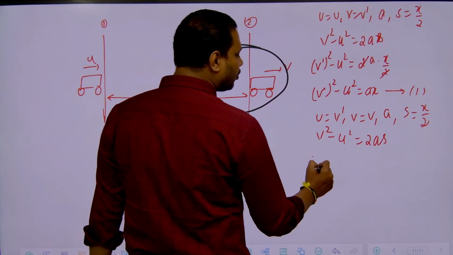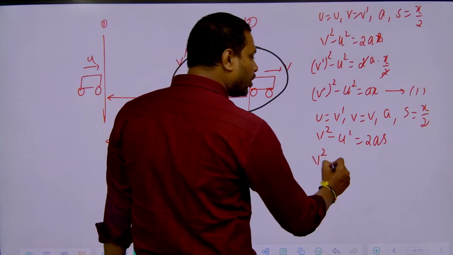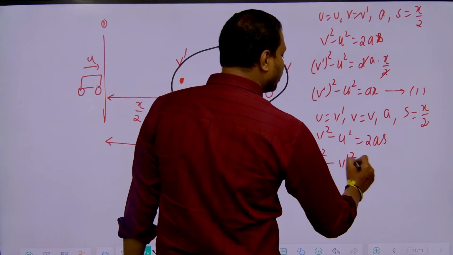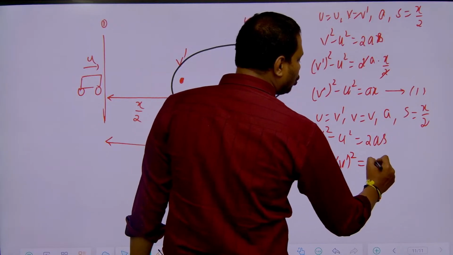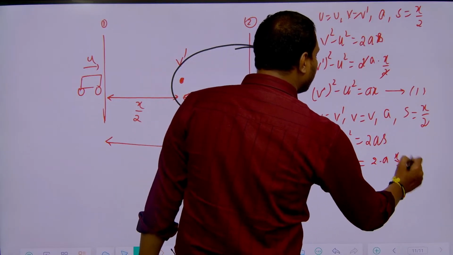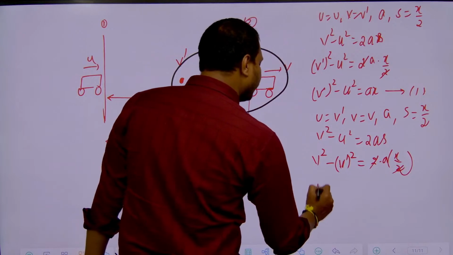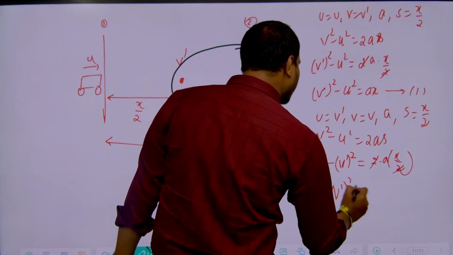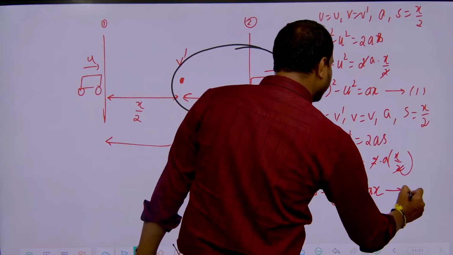So v square is v square only, and u square is v dash square. Are you clear? 2 into a into x/2. Once again cancel 2 and 2. Then v square minus v dash square is equal to ax. Take it as equation number 2.